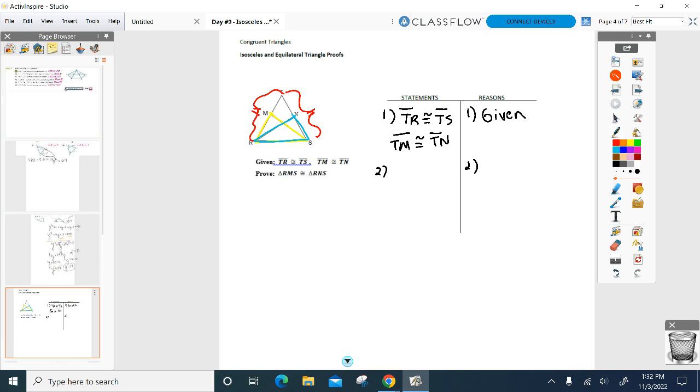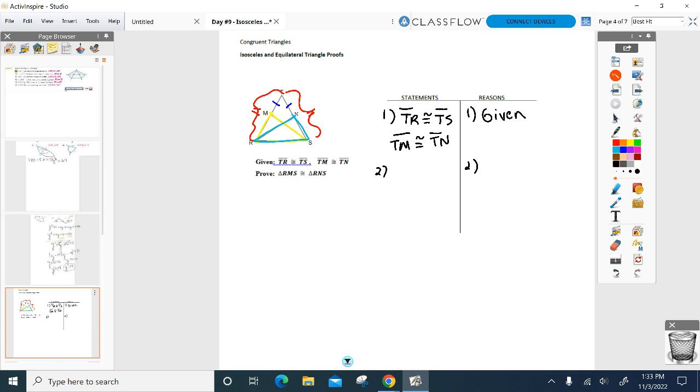Next given, TM congruent to TN. Can I count those as a pair of sides in those triangles? No, we cannot. So really, what are we looking at? We're on the hook for all three pairs of corresponding parts now because I did not give you any sides or angles. All right, let's take a look. Is there anything I can see there that I can get a pair of sides or a pair of angles congruent?